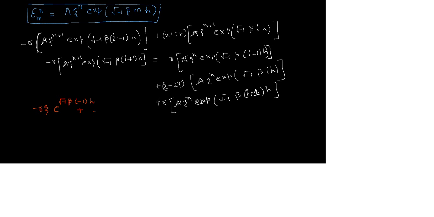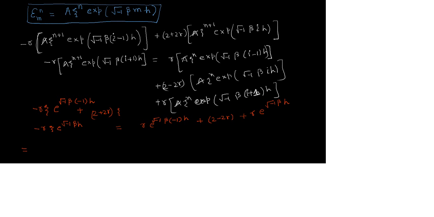plus 2 plus 2r ζ, and this i will be cancelled, minus r ζ exponential square root of minus 1 β h. This would be equal to r, and ζ won't be there, so exponential minus square root of minus 1 β into minus 1h plus 2 minus 2r, that's it, ζ won't be there, plus r into exponential square root of minus 1 β h.